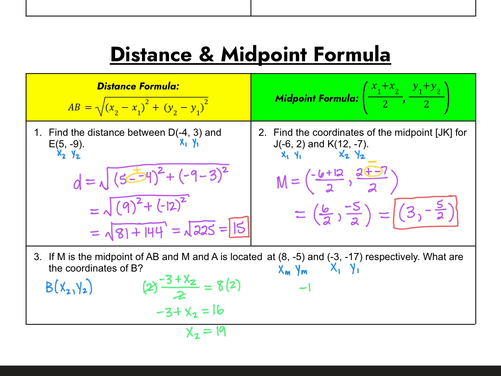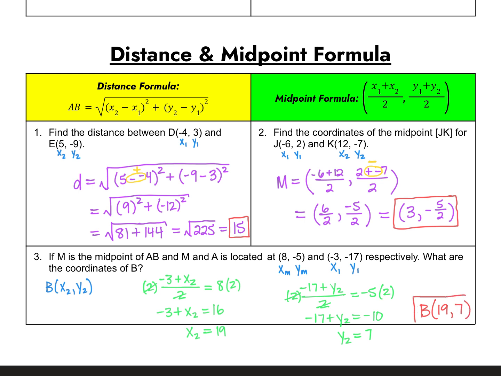I can do the same thing for the y's. I can say negative 17, which is y1, plus the y2 that I don't know, divided by 2 is equal to negative 5. And then I'm going to multiply both sides by 2, and I end up getting negative 17 plus y2 is equal to negative 10. And then I have to add 17 to both sides, so I end up getting y2 is equal to 7. So B is located at (19, 7).